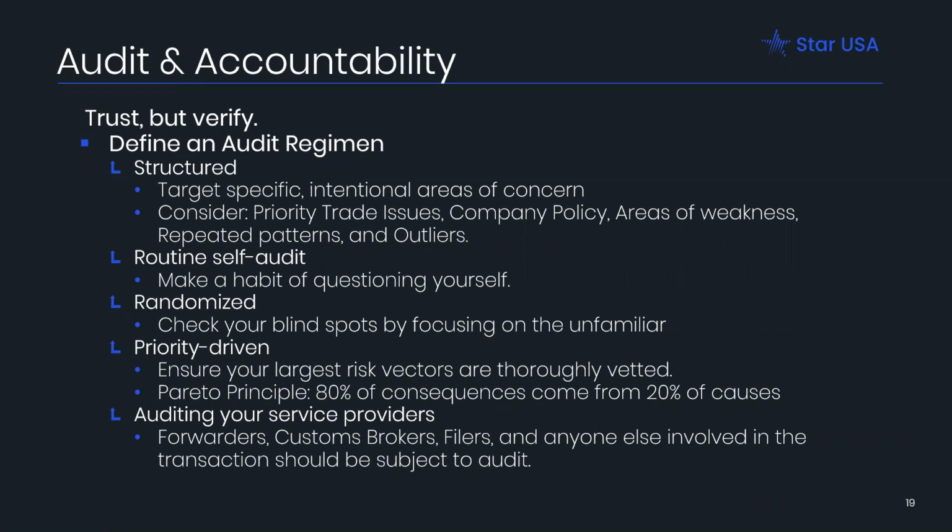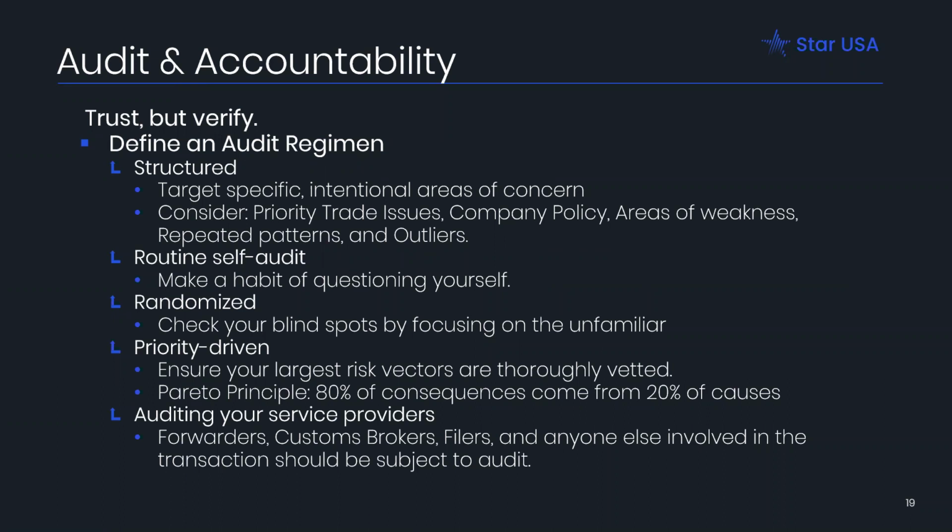And lastly, we need to have an audit and accountability program. Going back to what I was saying before about that controlled scenario, if you are not in a controlled scenario, you need to create your own controls. And one of the key methods there is to define an audit regimen. The most important thing for any audit is to have it be structured. You need to be targeting specific intentional areas of concern.